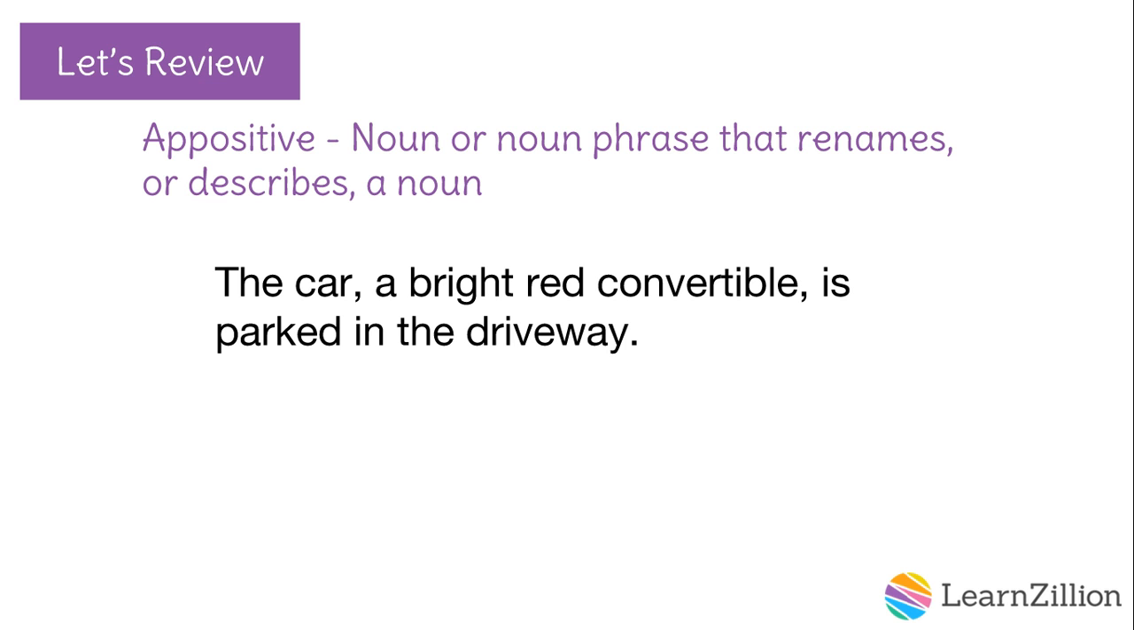The car, a bright red convertible, is parked in the driveway. In this sentence, a bright red convertible is an appositive that describes car. Notice how the appositive is set off from the rest of the sentence with commas. We always do this with appositives because they are not essential to the meaning of a sentence. In other words, if we took the appositive out, the sentence would still make sense.